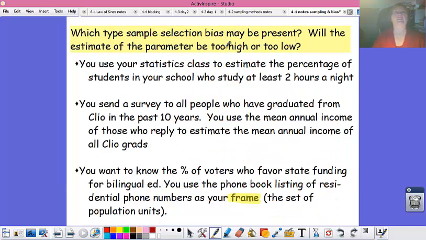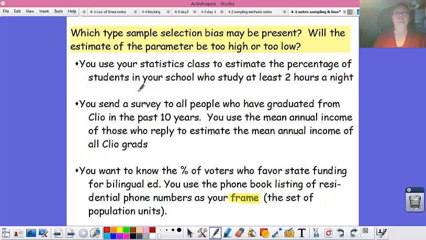Here are some questions for us to answer. Again, this might be a good place for you to stop the video, answer these questions, and see if you agree with me. Which kind of sample selection bias might be present? And then the question, will this estimate of the population parameter be too high or too low based on the sample that's been selected?